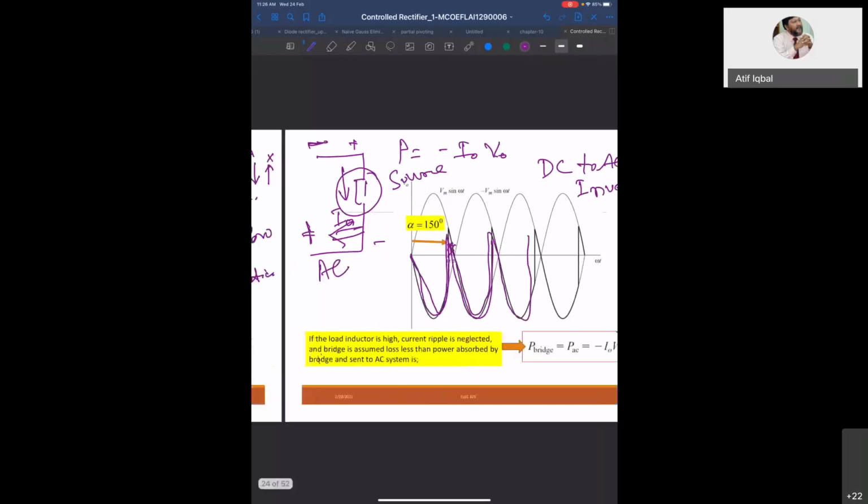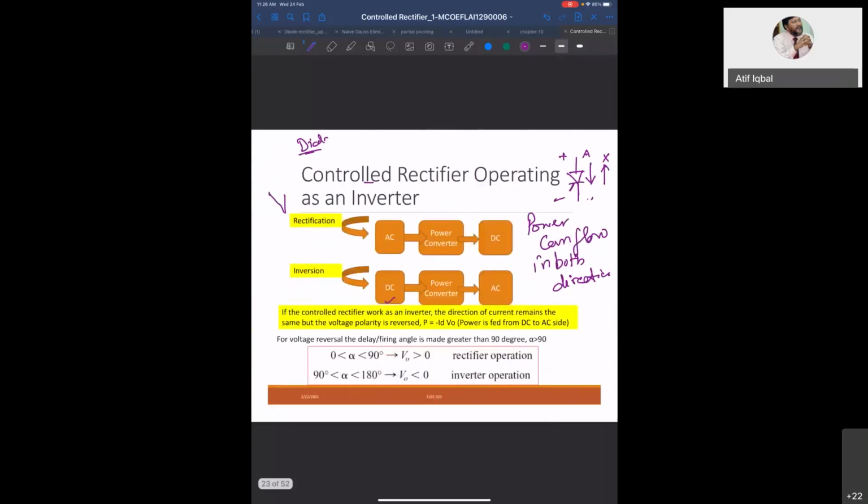So this is what is happening, not across the thyristor, but across the load. We are talking about the load. If you have AC and a power converter, and the power is flowing from AC to the DC side, it is called rectification. But if you have DC flowing towards AC, then it is called inversion.